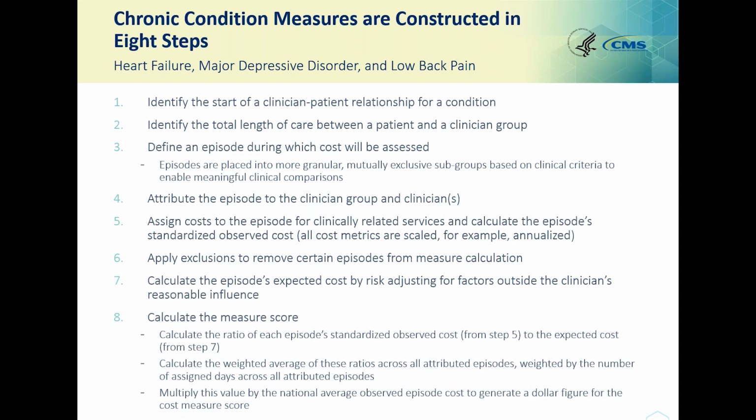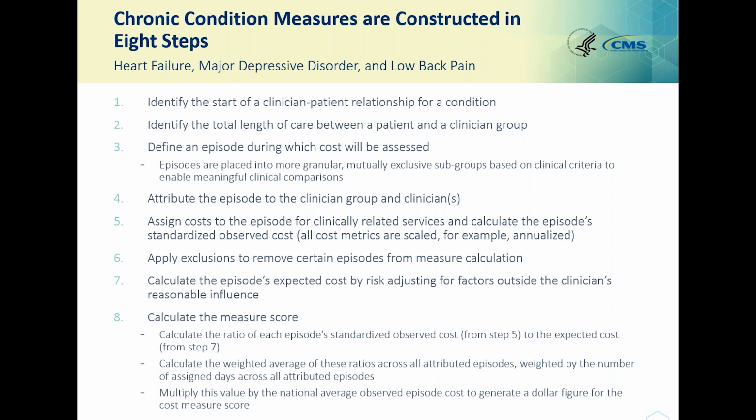For instance, the diabetes measure, which is new for MIPS in 2022, uses subgroups for type 1 and type 2 diabetes. Fourth, the episode is attributed to the TIN or clinician group that provided the initial set of services that indicate the start of the clinician-patient relationship. Fifth, we assign services and costs to the episode. The set of services reflect the role of the attributed clinician for that particular measure and encompasses clinically related services where the clinician can reasonably influence the occurrence, intensity, and frequency of costs.